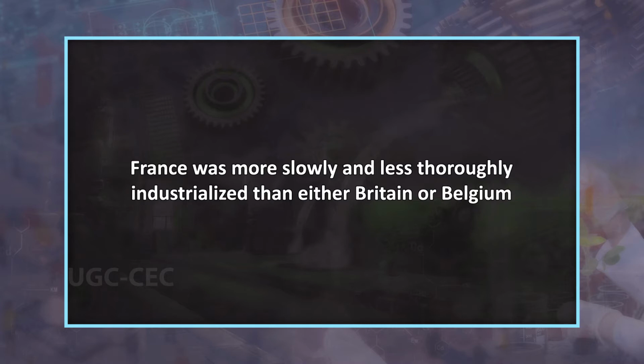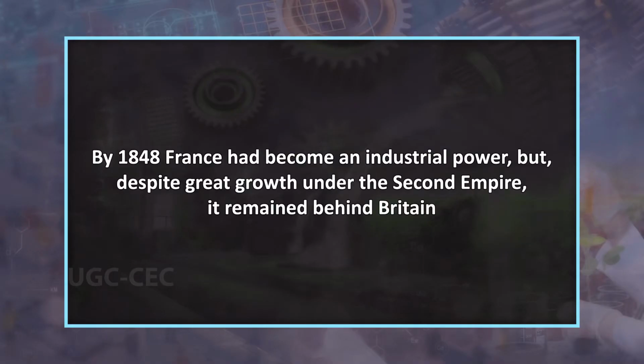France was more slowly and less thoroughly industrialized than either Britain or Belgium. While Britain was establishing its industrial leadership, France was immersed in its revolution, and the uncertain political situation discouraged large investments in industrial innovations. By 1848, France had become an industrial power, but despite great growth under the Second Empire, it remained behind Britain. Other European countries lagged far behind, and political conditions in other nations also hindered industrial expansion.